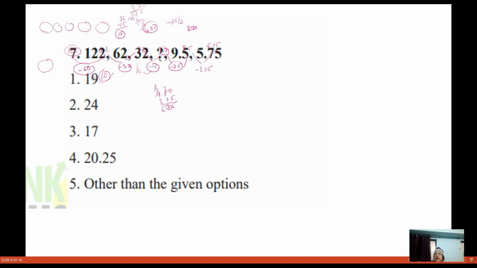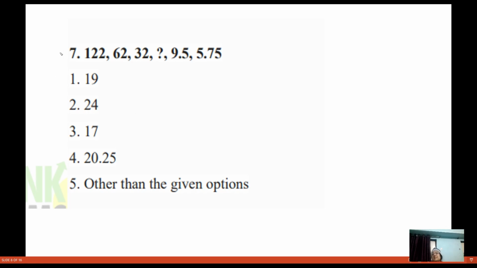So basically we are taking the difference and that is just becoming half. So this difference method works a lot. So this is 122, 62. Either the difference method or the square method, this works a lot, or your series will be very easy. So this is 60, 30. So I know this is coming just half.